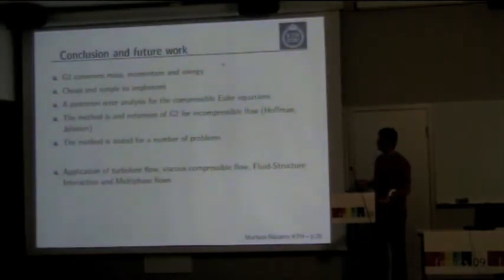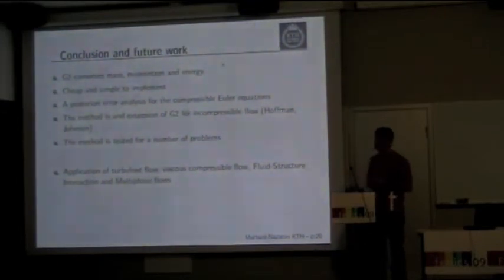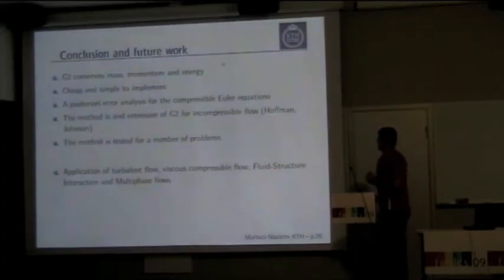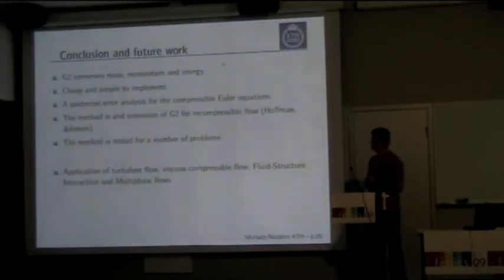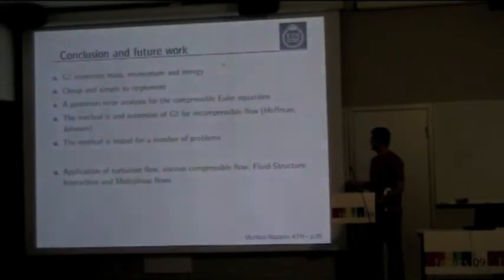So, conclusion. The G2 method, we showed, is a simplified, as we said, stabilized method, and the method is conservative, and from the construction it is cheap to implement and extend to many dimensions. So in this work we developed a posteriori error analysis for the compressible Euler equations in the full 3-dimensional case, and also for the time-dependent problem. Then in future we are going to solve some applications for turbulent flow, for compressible flow, which will be an extension of the work by Hoffman and Jonsson.